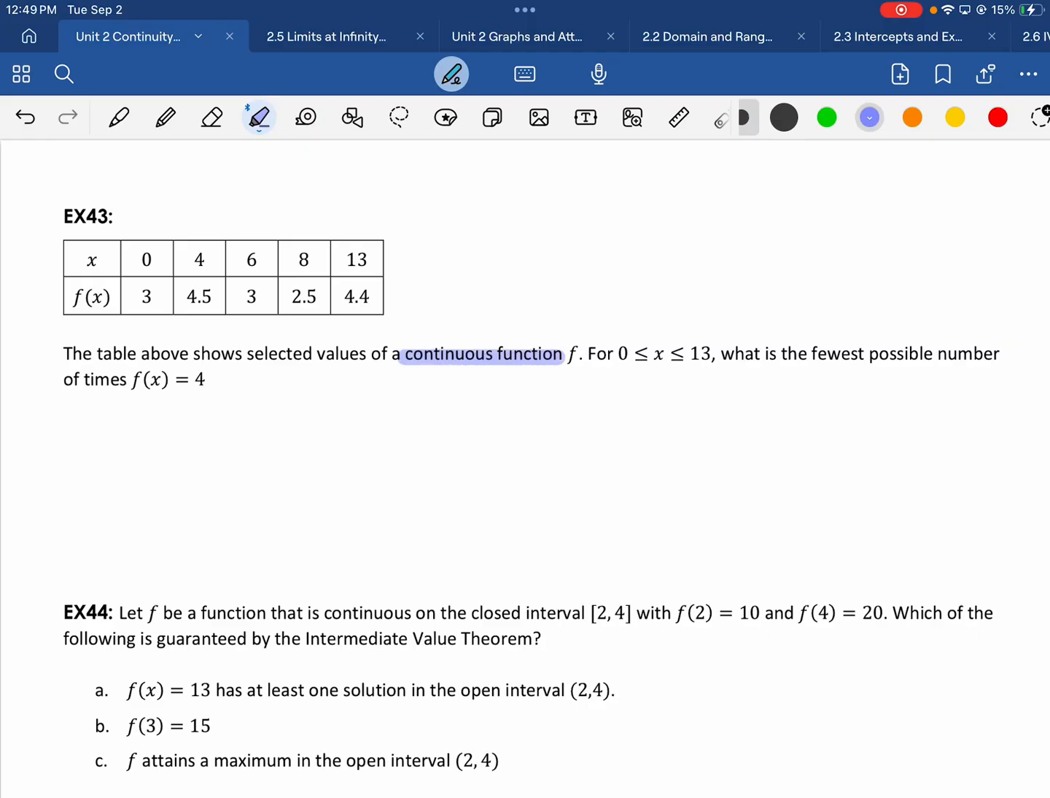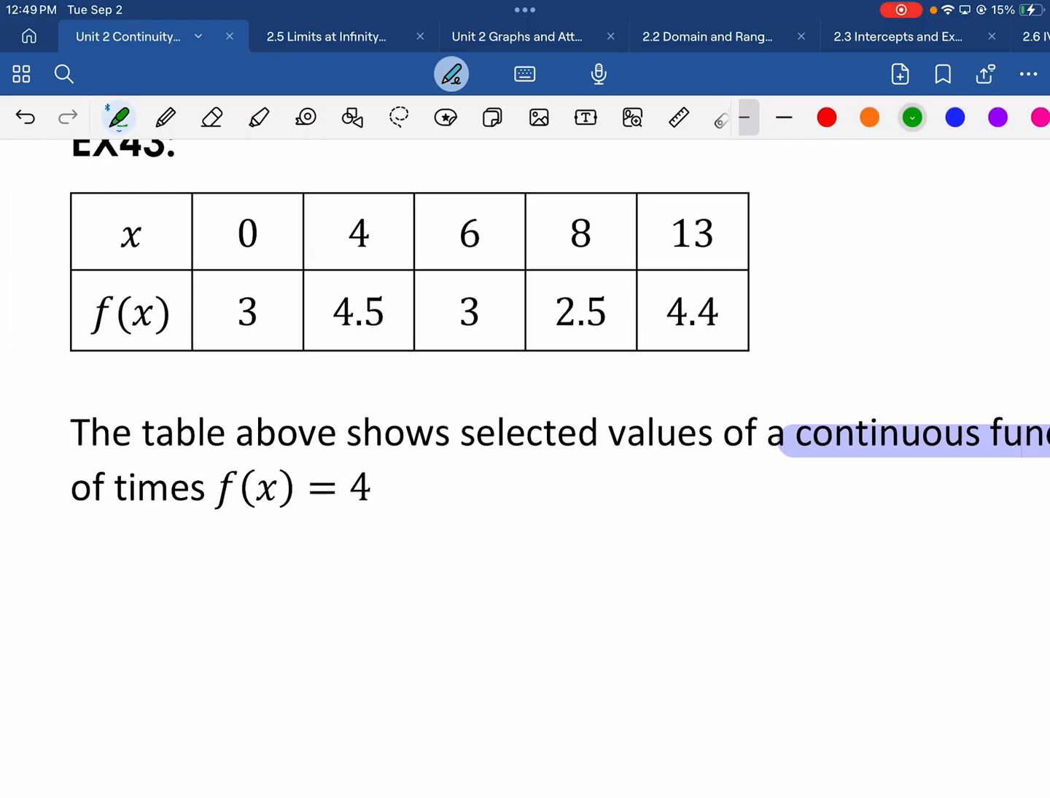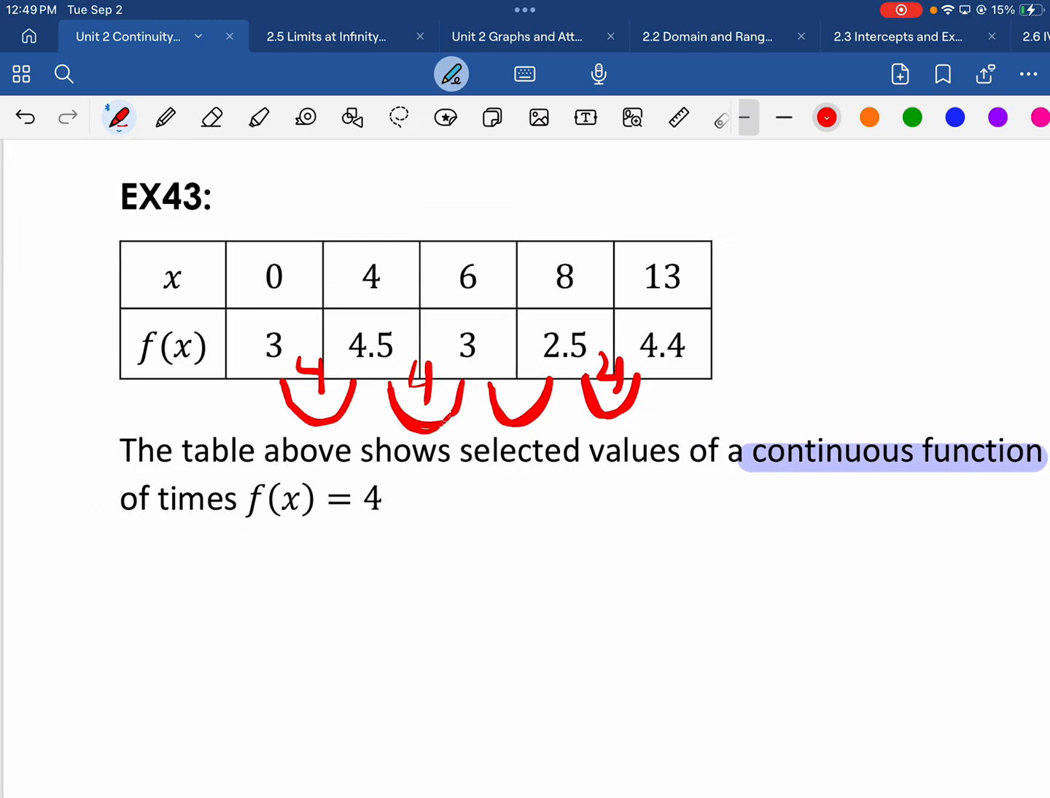First of all, we're continuous. And I want to know how many times we have to hit 4. Do you have to hit 4 from 3 to 4.5? Yes. What about from 4.5 to 3? Yes. What about from 3 to 2.5? No. What about 2.5 to 4.4? So what's the fewest number of times you have to hit 4? 3.